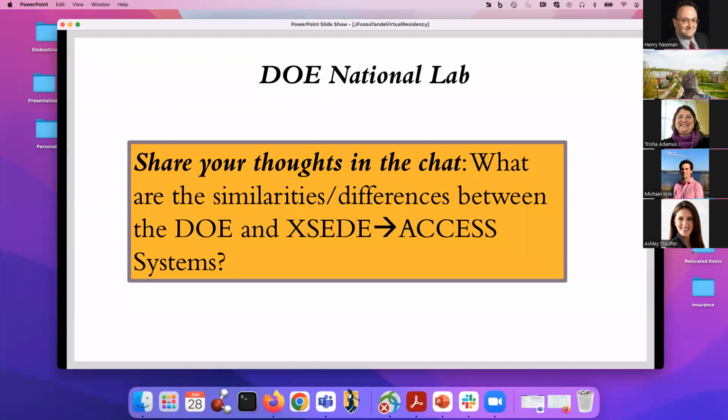So share your thoughts in the chat. What are the similarities and differences between the Department of Energy and XSEDE, or soon to be ACCESS, systems? For me, I think there are a number of similarities, just in the sense that they all provide access to systems and great availability, and the allocation system is quite similar, the support system quite similar. Allocation, you have a startup allocation, even though they have different appellations, but you always start somewhere. So have you noticed any other differences? Share your thoughts in the chat.